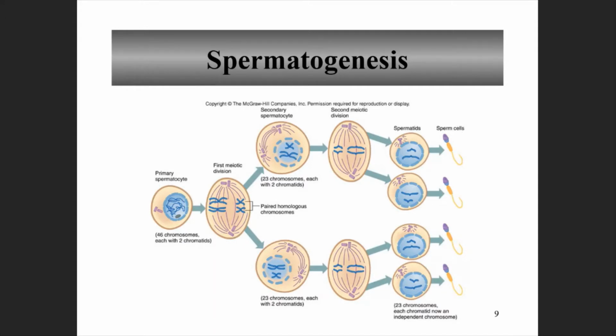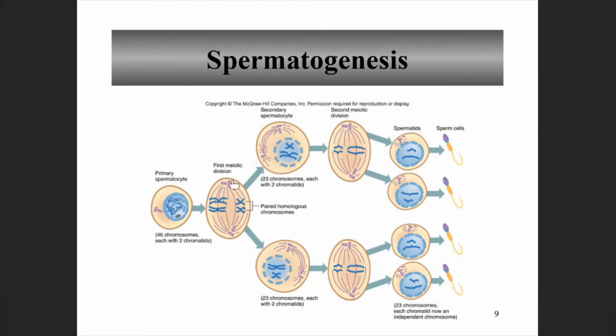So you have to put in the order, for example, the development of sperm. Development of sperm starts from spermatogonium to primary spermatocyte, secondary spermatocyte, spermatid, and spermatozoa. So you guys have to know the order of this.